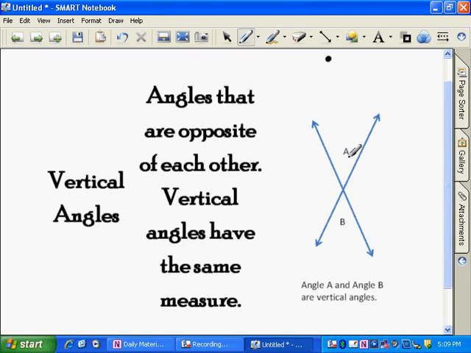They are not adjacent. Adjacent would be next to. If this was angle C and angle D, angles C and D are vertical of each other. Okay, the adjacent angles in this diagram would be A and C, A and D, B, C. Those are adjacent, but vertical means across from each other.